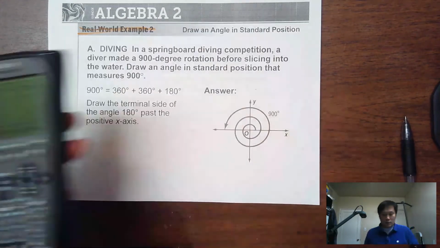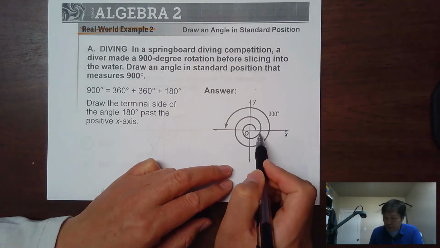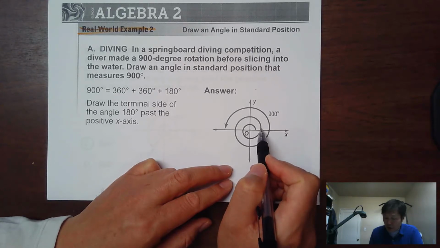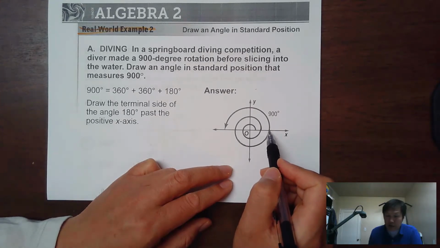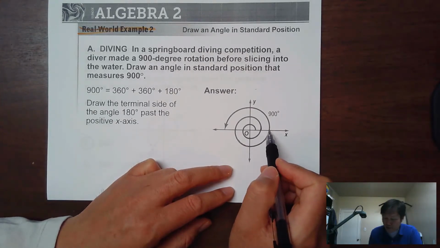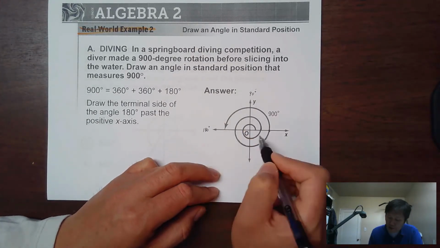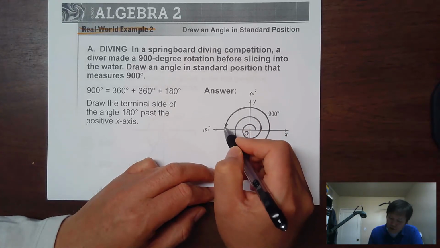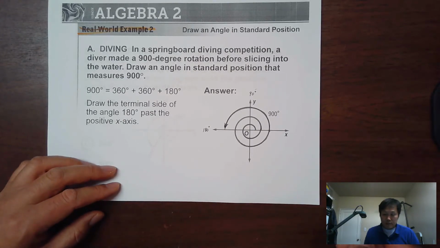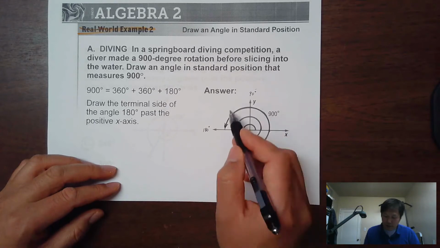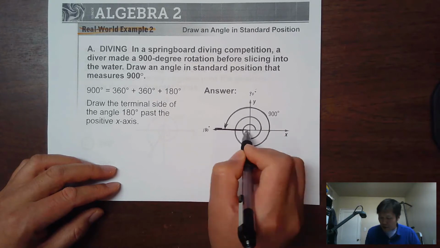So 900 degree, you go all around once, one circle, that's a 360 degree. You go all around one more time, that's another 360 degree. Then you still have 180 to proceed. So from here you go 180 degree, that's gonna be 90 degree here, 180 degree here. So you go all the way up to 180 degree. That's how you graph 900 degree. Circle once, twice, and 180 degree more, and that's where your terminal is, right here.